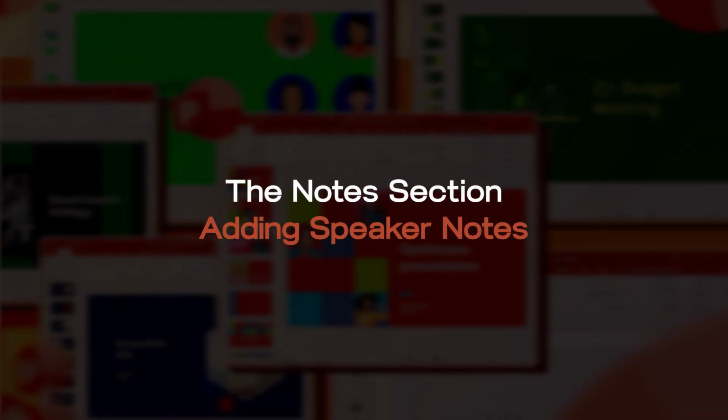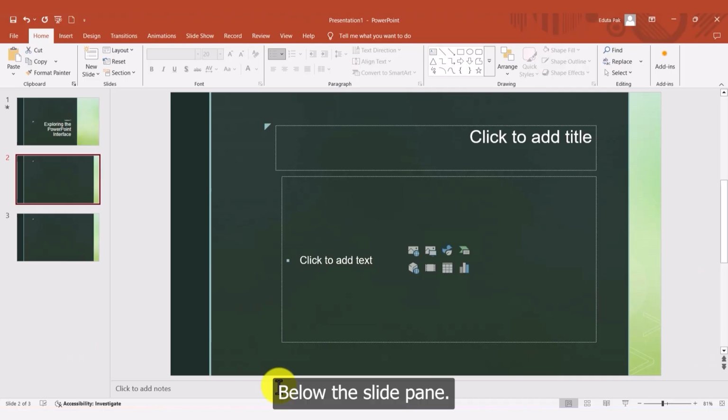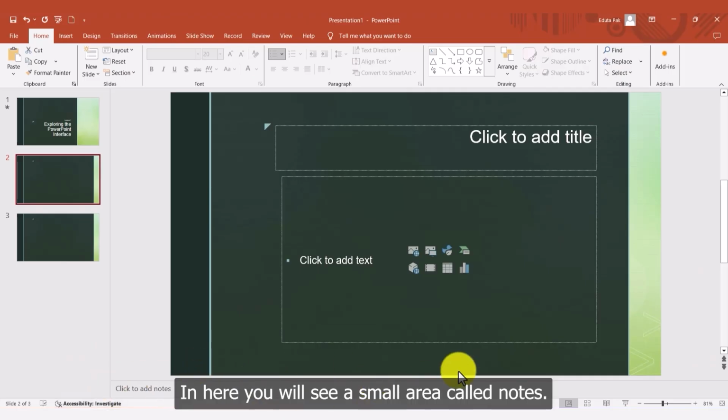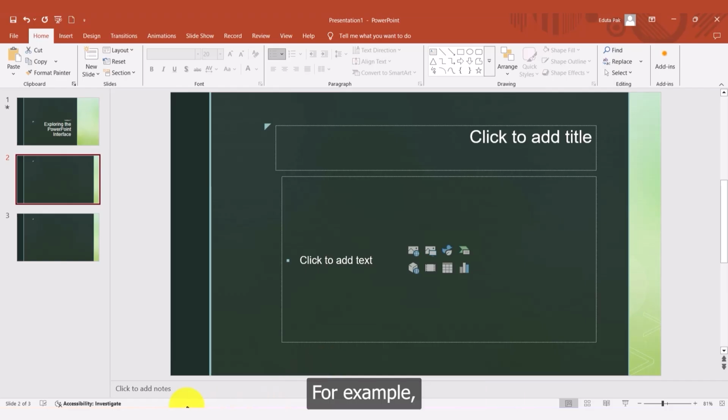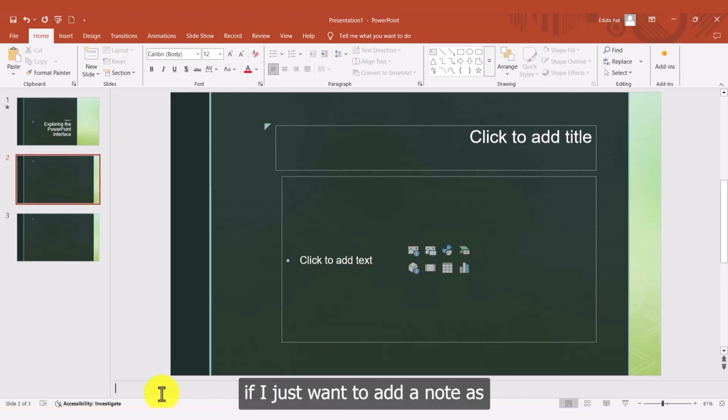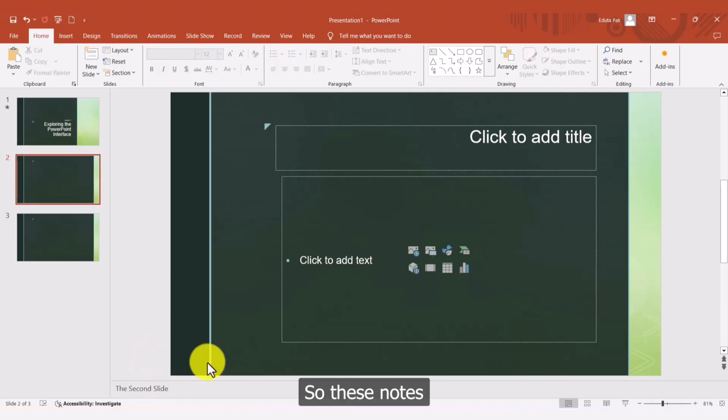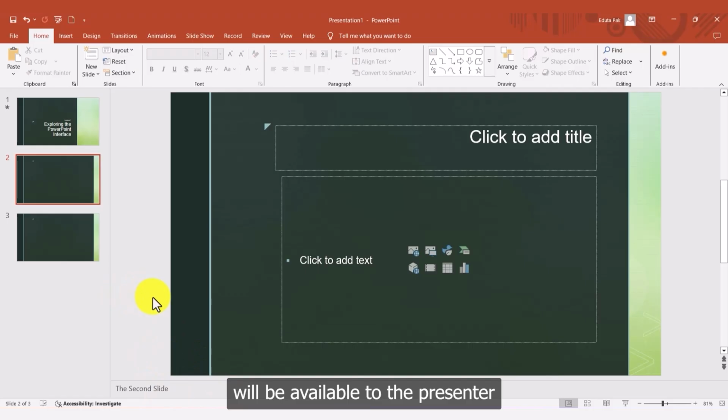The notes section. Adding speaker notes. Below the slide pane in here, you will see a small area called notes. Use this section to add reminders or talking points for each slide. When you present in presenter view, only you can see the notes. For example, if I just want to add a note as the second slide, so these notes will be available to the presenter only.